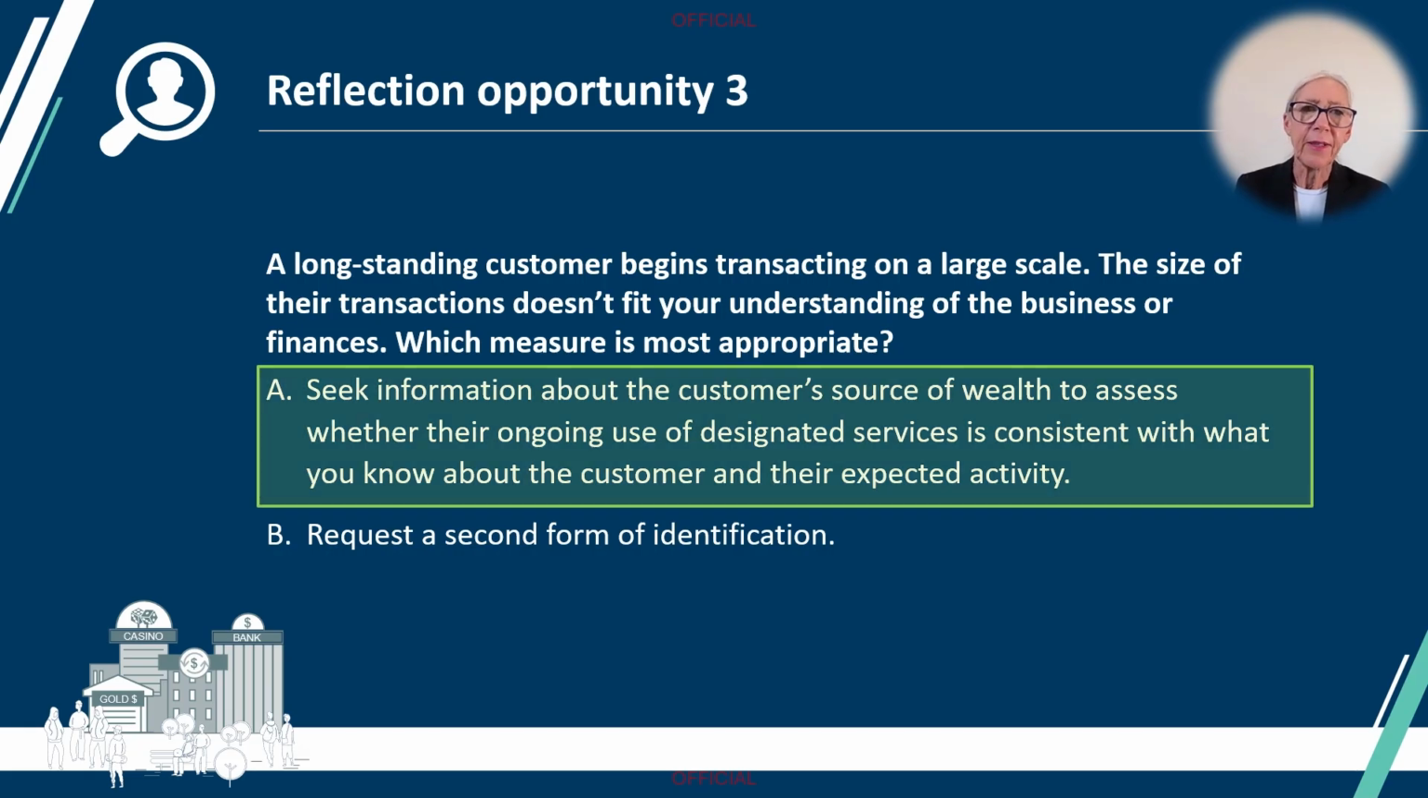The correct answer is option A. In this scenario, the trigger relates to unexplained financial activity. Seeking information about the customer's source of wealth is the most targeted and proportionate measure, as it helps you assess whether the customer's ongoing use of designated services is consistent with what you know about their circumstances. Option B is not the most appropriate response on its own. Requesting additional identification does not address the underlying concern, which is how the customer is funding the activity.